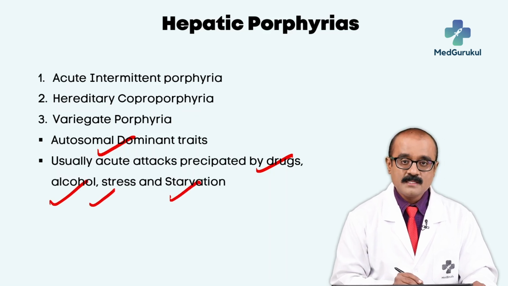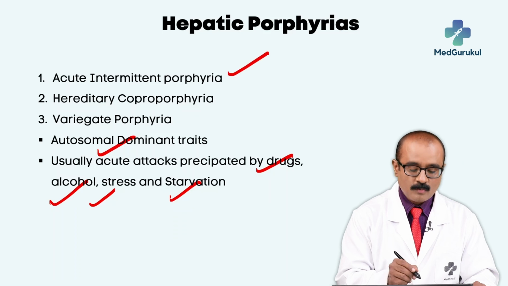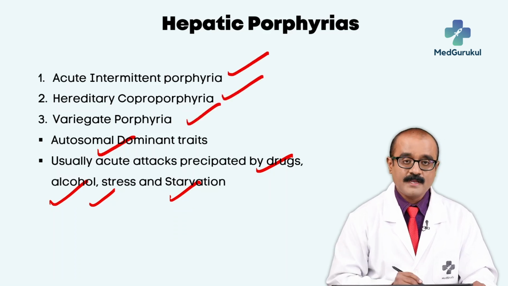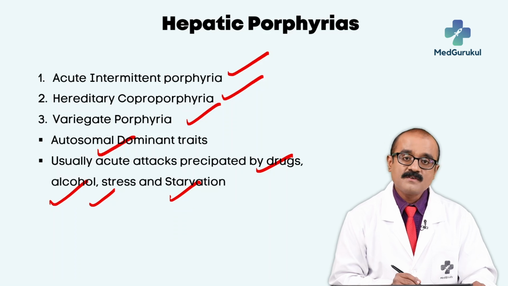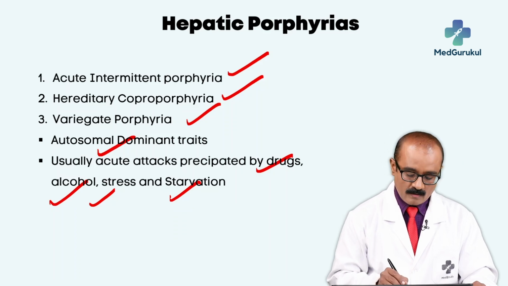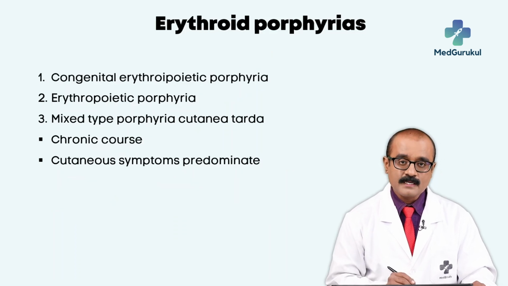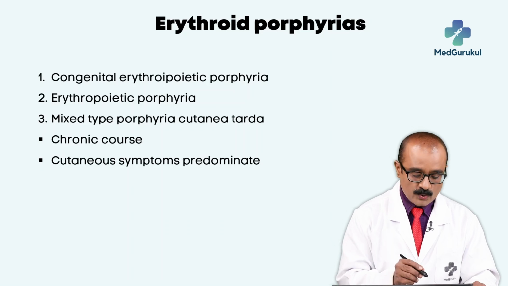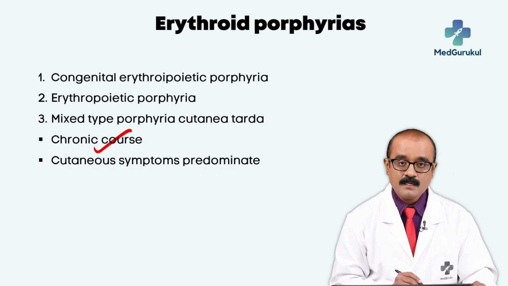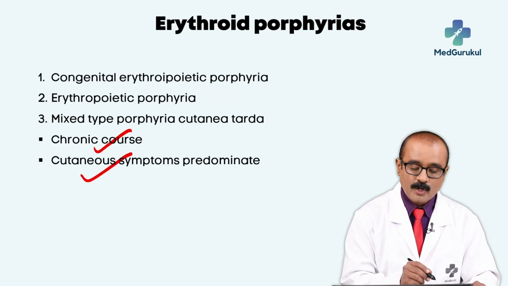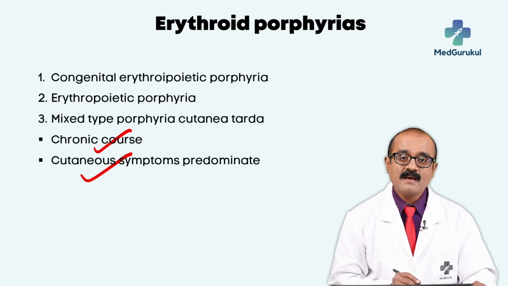There are three types in this, mainly acute intermittent porphyria, hereditary coproporphyria and variegate porphyria. So, these are the three types which are hepatic. Coming to the erythroid porphyria, it is usually a chronic porphyria with predominant cutaneous symptoms. So, usually erythroid will have a chronic course and cutaneous symptoms predominant.